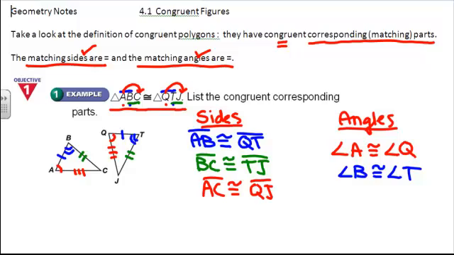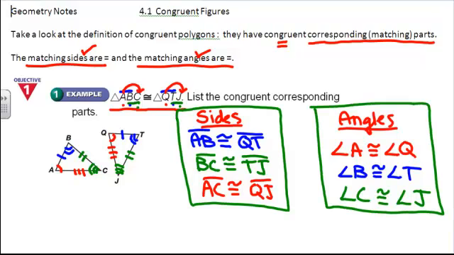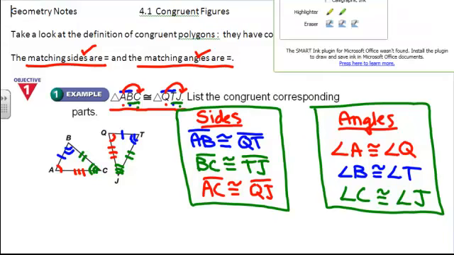My last angles are letter C and letter J. So angle C has to be congruent to angle J. And I mark C with 3 arc marks and letter J with 3 arc marks. And I'm done with the picture. So in a triangle, you have 3 congruent sides and 3 congruent angles for a total of 6 congruent parts. Okay, moving on.